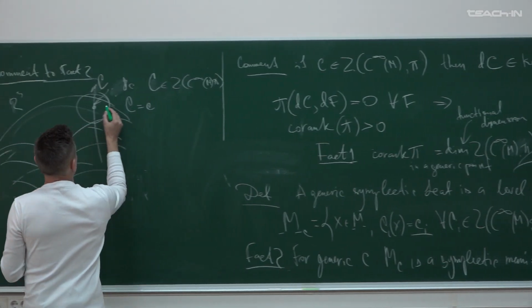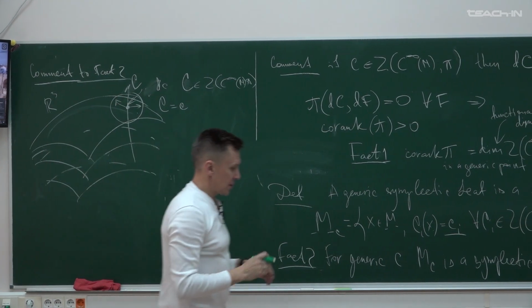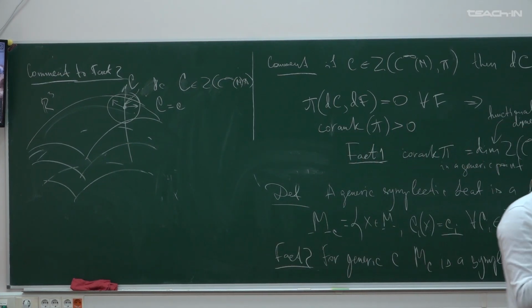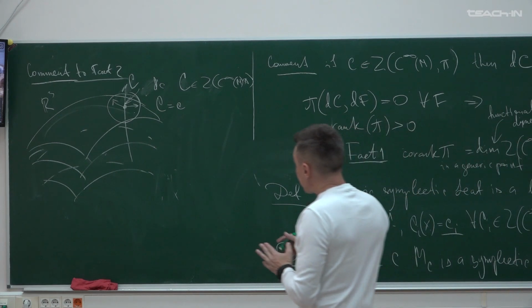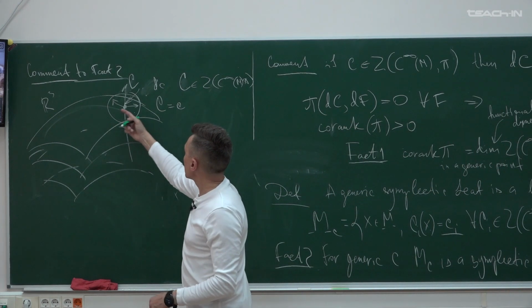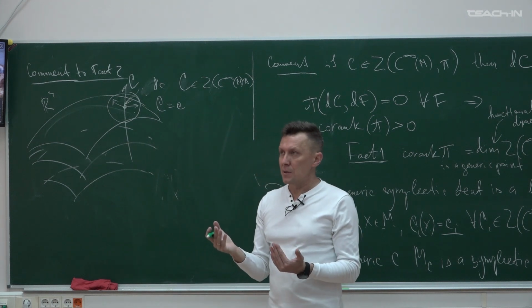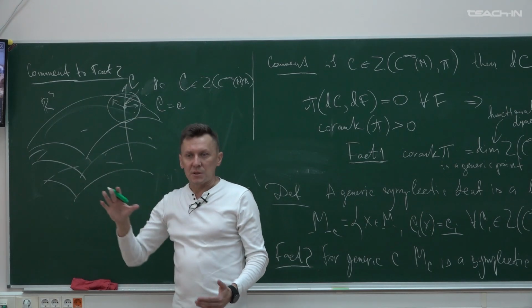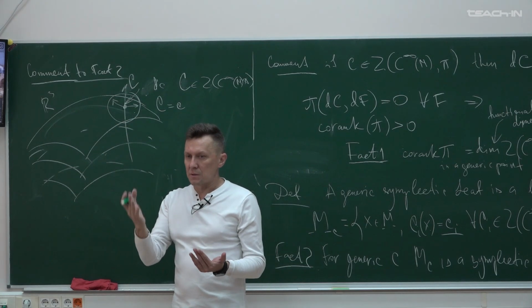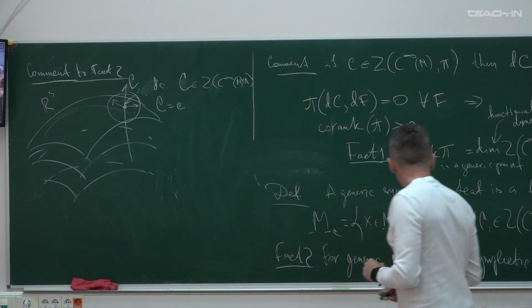But there are two other directions in this three-dimensional cotangent space to our manifold for which the Poisson bivector is not degenerate. And it means that on this level set, we can define the symplectic structure. So this is the idea. Is it principally clear? Okay.